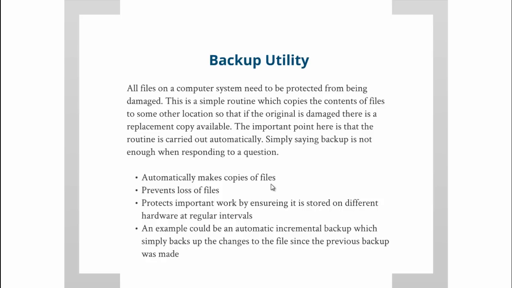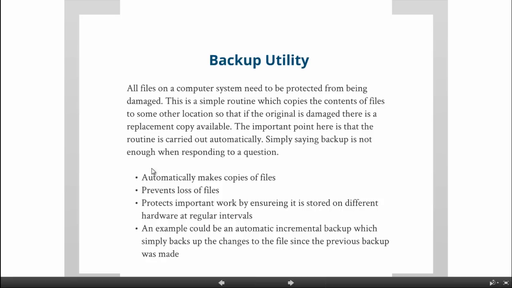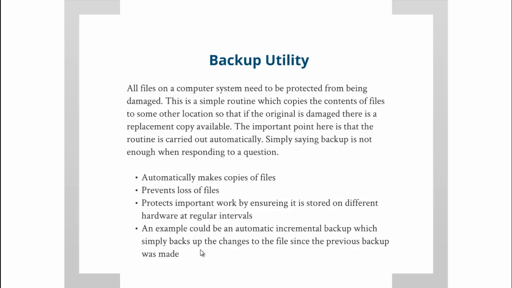We can back up manually. I could back up my work by copying to a USB drive, but that wouldn't be using a utility of backup. That would be using the file handling utility. A backup utility will do this automatically. It prevents loss of files, protects important work by ensuring, spelling mistake there, apologies, it is stored on different hardware at regular intervals. An example could be automatic incremental backup, which simply backs up the changes to the file since the previous backup was made. So an example of a backup could be automatic incremental, so each increment just backs up the changes since the previous backup.